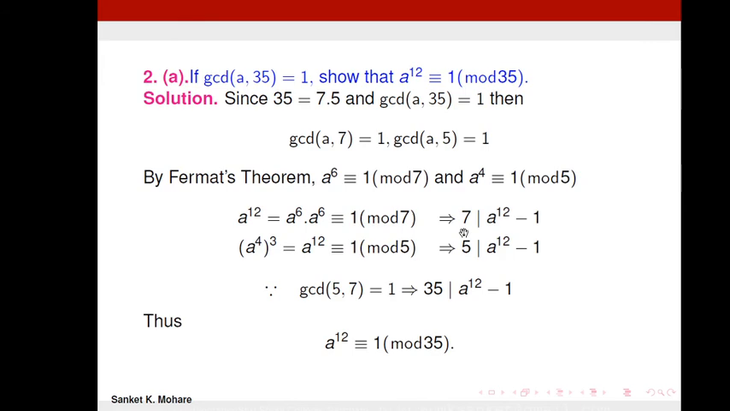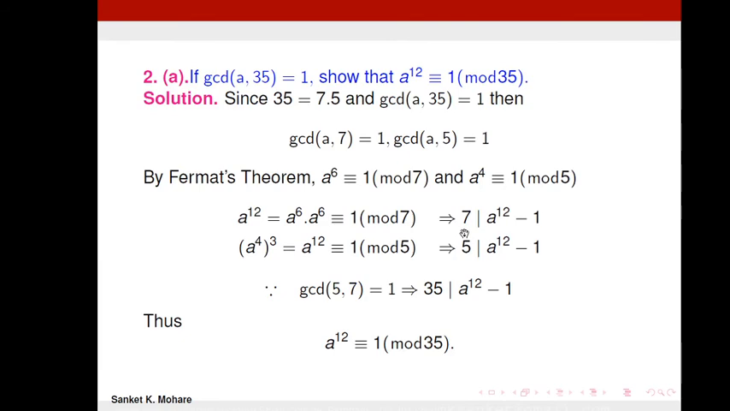Whenever GCD of a, b is equal to 1, and when a divides c, b divides c, then the product of these two integers a, b also divides c. I repeat, if GCD of a, b is equal to 1 and a divides c, also b divides c, then the product a, b divides c.